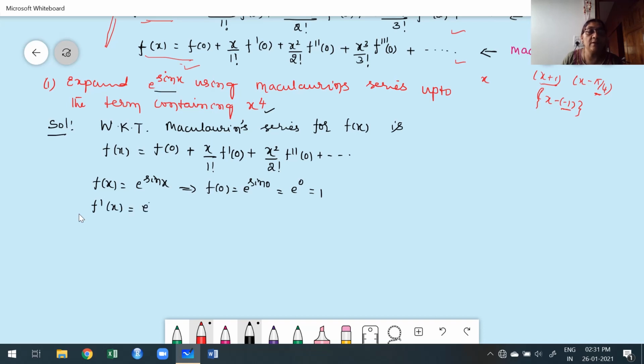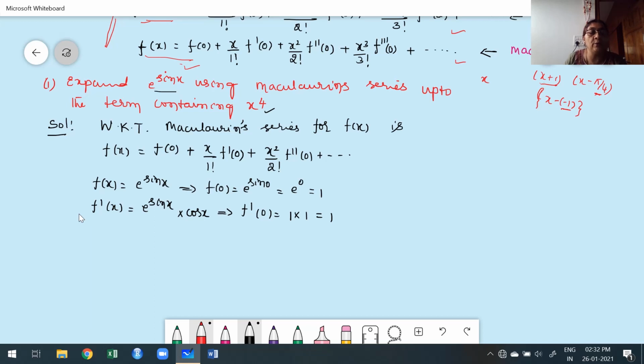What is my f dash of x? The derivative of e power of sin x is e power of sin x into cos x. Okay. Now, immediately we get, what is my f dash of 0? What is f dash of 0? e power of sin 0. You already know that e power of 0 is 1, into cos 0 is 1. We get 1.